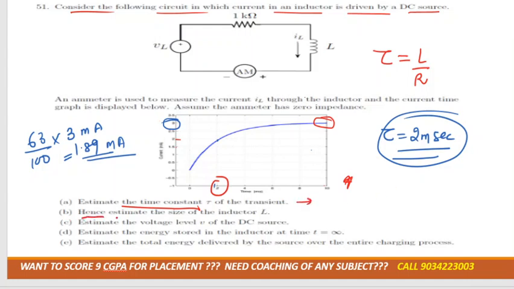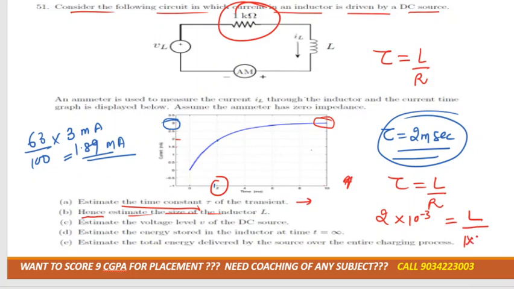Now they said estimate the size of the inductor. As you know, the formula tau is equal to L over R. If tau is 2 millisecond, means 2 into 10 raised to power minus 3. L we don't know. R is given in the question, 1 kilo ohm, 1 into 10 raised to power 3. So how much is the L for this particular case?